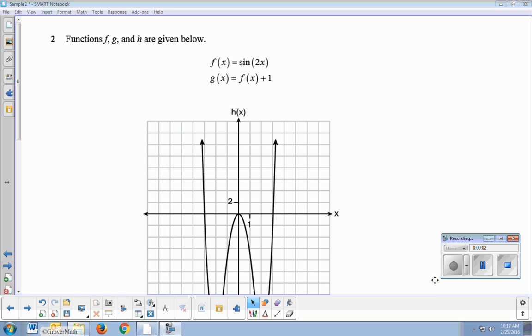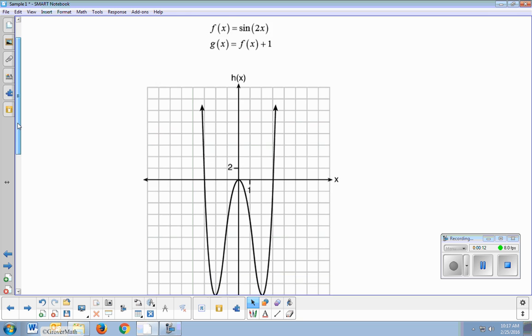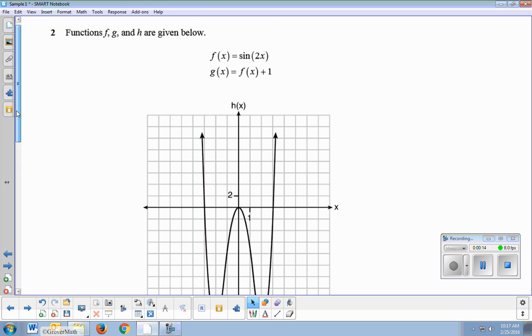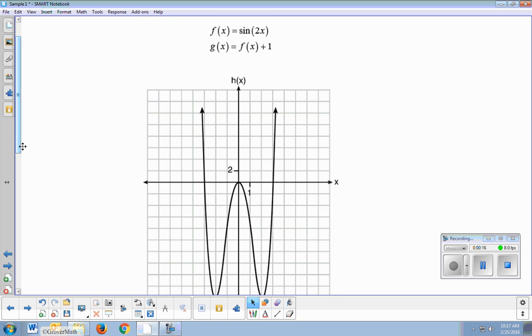Algebra 2 state sample question number 2. So functions f, g, and h are given below. F of x is sine 2x, g of x is f of x plus 1, and h of x is this graph. Because a function can be represented several ways.